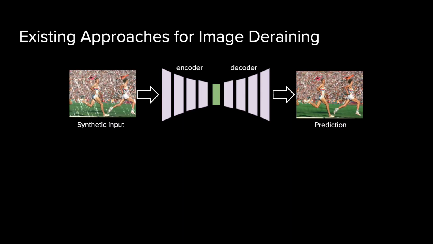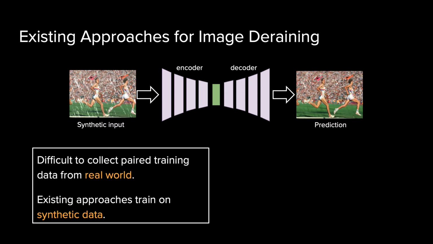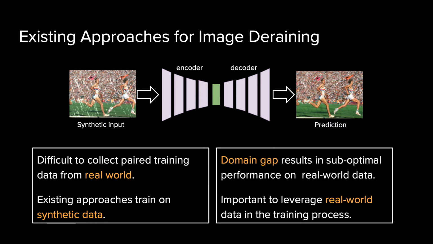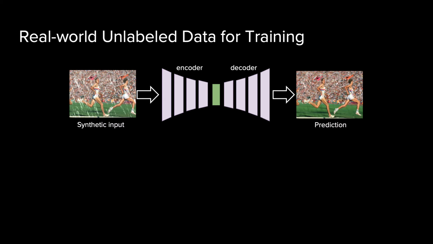Existing approaches for image deraining follow a fully supervised paradigm and hence they require paired training data. However, it is difficult to collect paired training data for the task of image deraining, due to which existing methods train on synthetic data. This results in a domain gap when these networks are employed on real-world data, resulting in suboptimal performance. Hence, it is necessary to leverage real-world data in the training process.